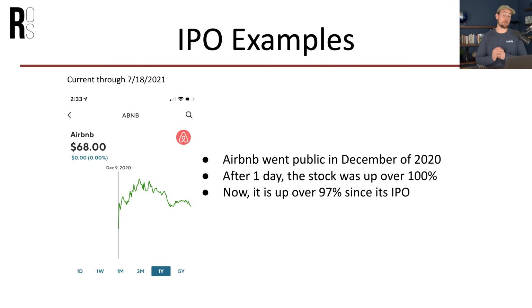And then for an example of things going in the other direction based on high demand, this was one of the craziest ones out there. Airbnb had an IPO plan that got delayed based on the situation we had earlier in 2020, but then things turned around and everybody was traveling, so this was a very popular IPO. Airbnb went public in December of 2020, and after just one day, the stock was up over 100%.